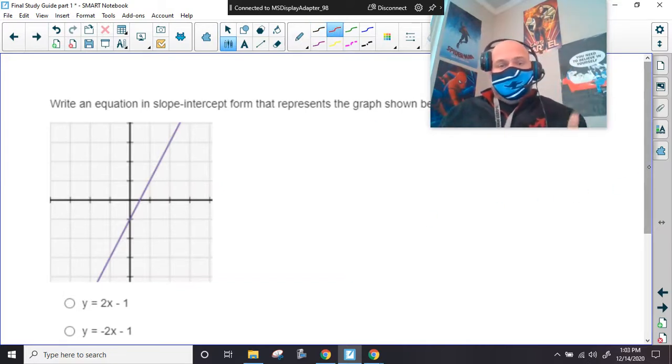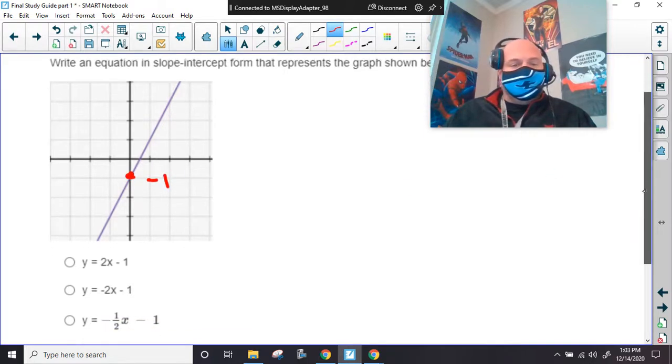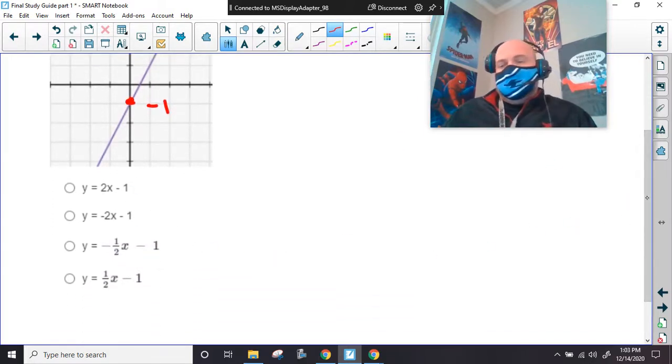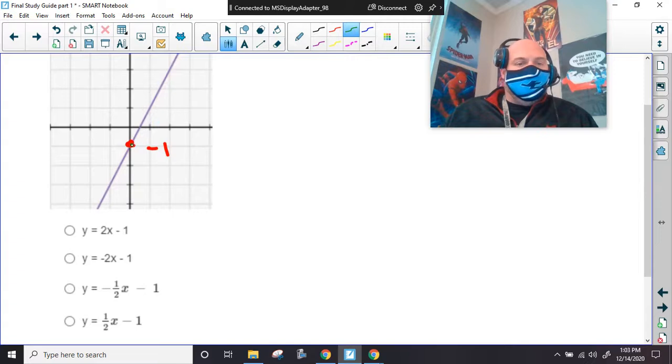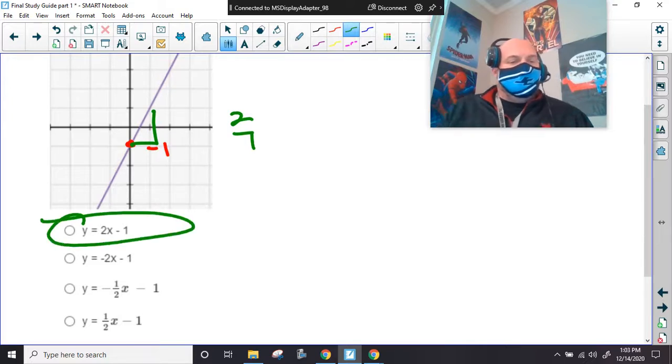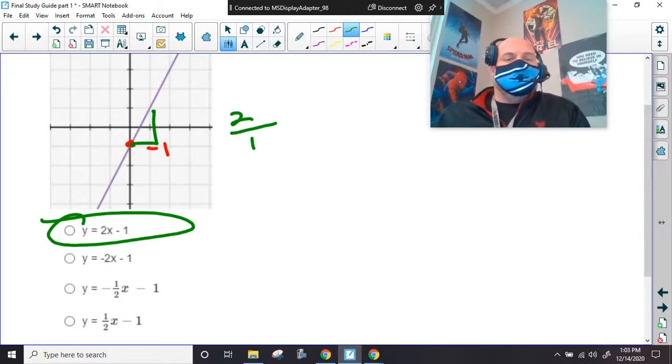All right, slope intercept form that represents this. So this is negative 1. So let's look through here. Oh crap, they all have negative 1. Awesome. So that means we got to do a little bit more. And I go over 1 and up 2. So that's 2 over 1. So here is my slope.